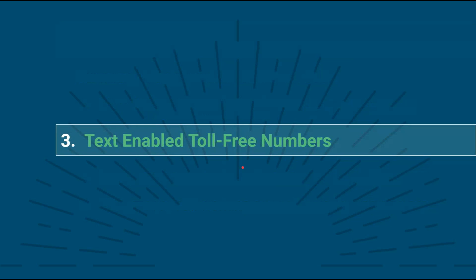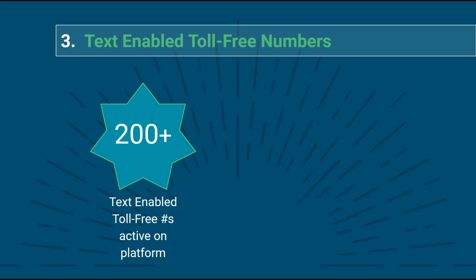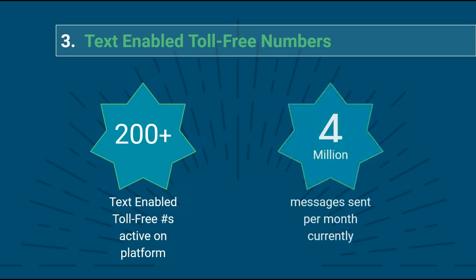All right, moving on to text-enabled toll-free numbers. So this is the recommended approach. Currently, we have 200 plus text-enabled toll-free numbers that are active on the platform. And these toll-free numbers are generating about 4 million messages sent per month. So we're doing a significant amount of traffic already to date on these numbers.